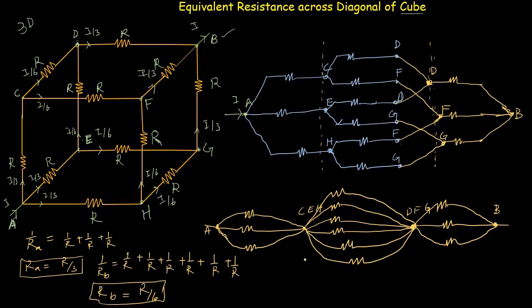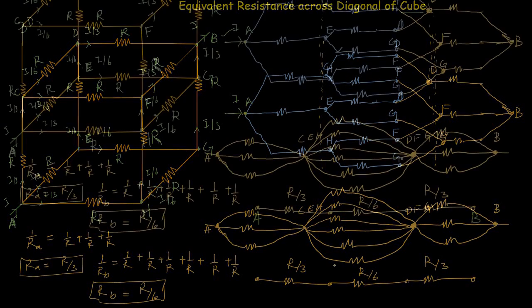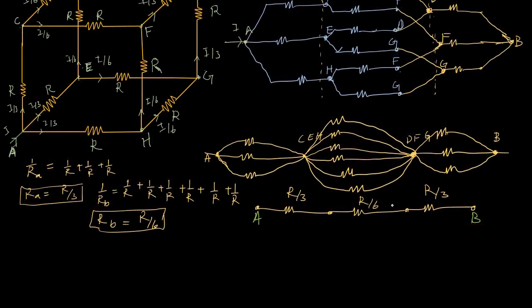So now let's replace these 3 resistors and these 6 resistors and again these 3 resistors by their equivalent resistance. So let's say this is point A. So the equivalent of these three resistors is R divided by 3. And the equivalent of these 6 resistors is R divided by 6. And the equivalent of these 3 resistors is R divided by 3. So now you can see that these 3 resistors are connected in series.